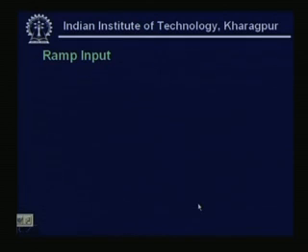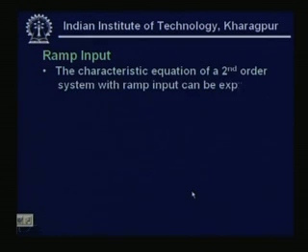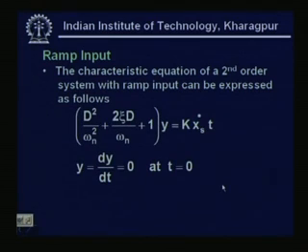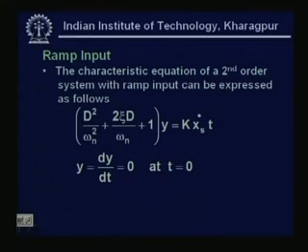Now, if I look at the ramp input, the characteristic equation of a second order system with ramp input can be expressed as follows. Already we have discussed the ramp input in the case of the first order system. We are taking the same three inputs so that we can compare these two side by side. D square upon omega n square plus 2 xi D by omega n plus 1, y equal to k xs dot into t, with y equal to dy by dt equal to 0 at t equal to 0. These initial conditions we have discussed before also.